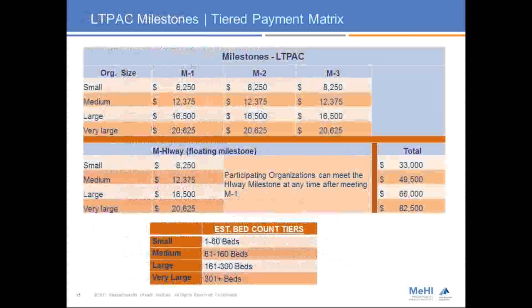This chart represents the tiered payment structure for eQIP grantees. The milestone payment amounts are tiered by size based on the total number of DPH licensed beds, that's level 1, 2, 3, and 4, that an organization owns and operates in Massachusetts as follows. Small organizations are up to 60 licensed beds. Medium organizations are from 61 to 180 licensed beds. Large organizations are from 161 to 300 licensed beds. And very large organizations have greater than 300 licensed beds.